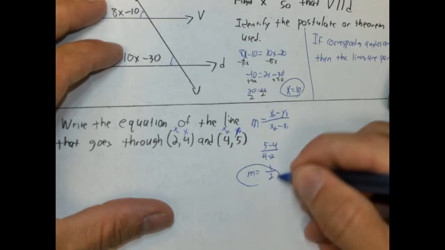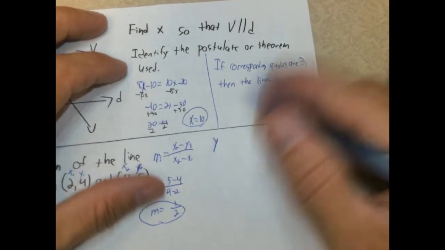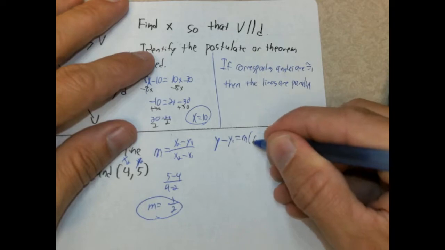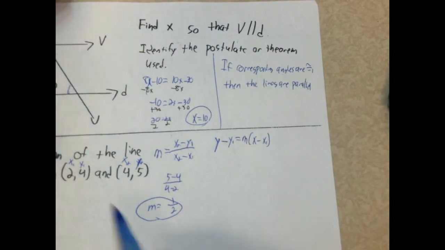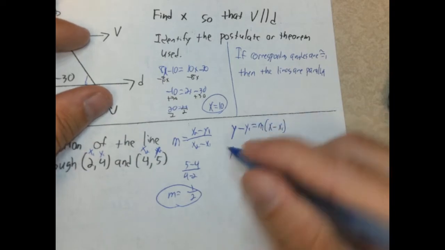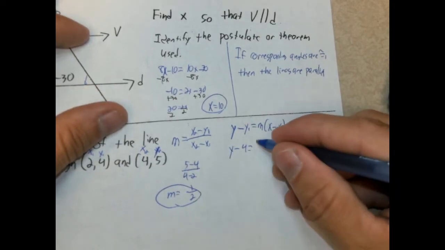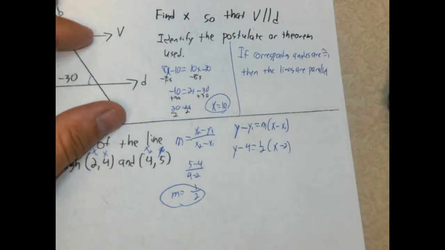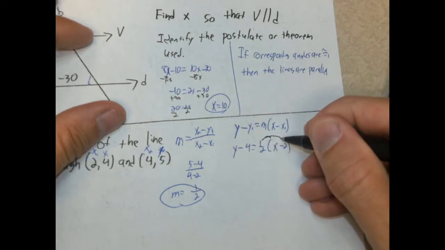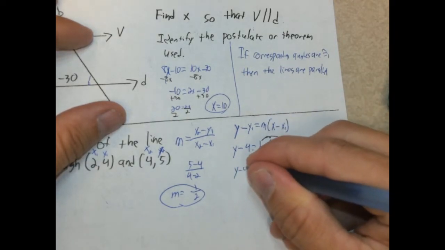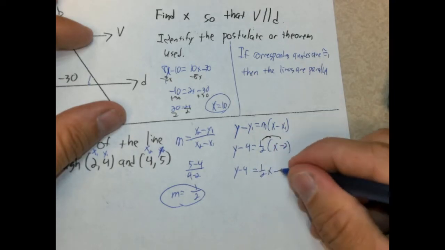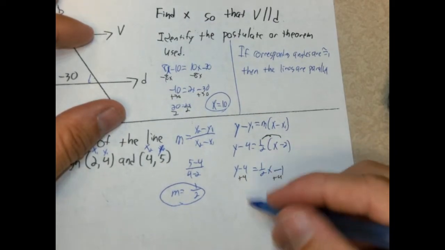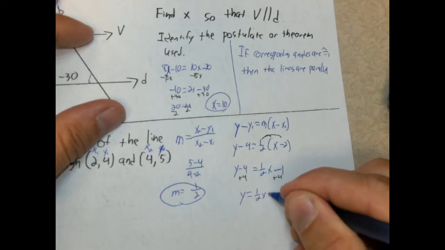That's our m. Now we're going to use point slope form, y minus y1 equals m parentheses x minus x1. We're going to plug in our point and our slope. So we're going to say y minus our y1, which is 4, equals 1/2, that's our m, times x minus 2, because that's our x1. Now we just want to get y by itself, so we're going to distribute this 1/2. We're going to get y minus 4 equals 1/2 x minus 1. And we're going to add 4 to both sides. And y is going to be equal to 1/2 x plus 3.